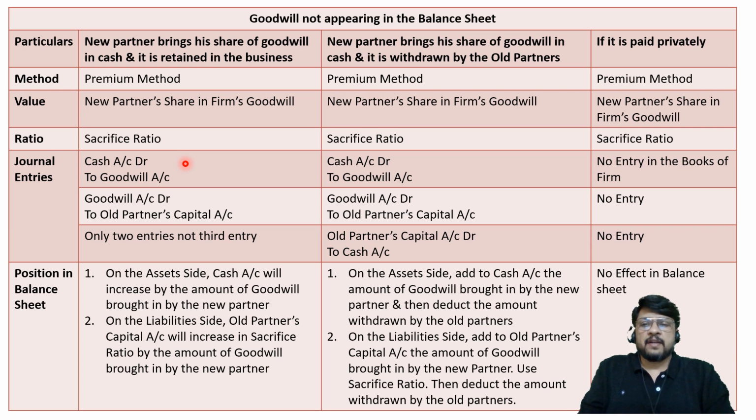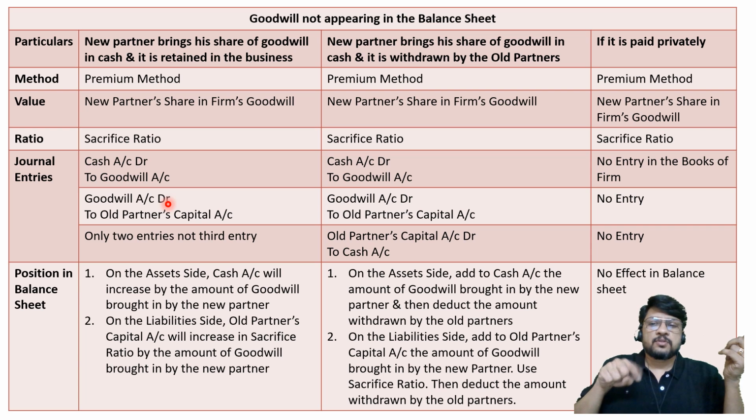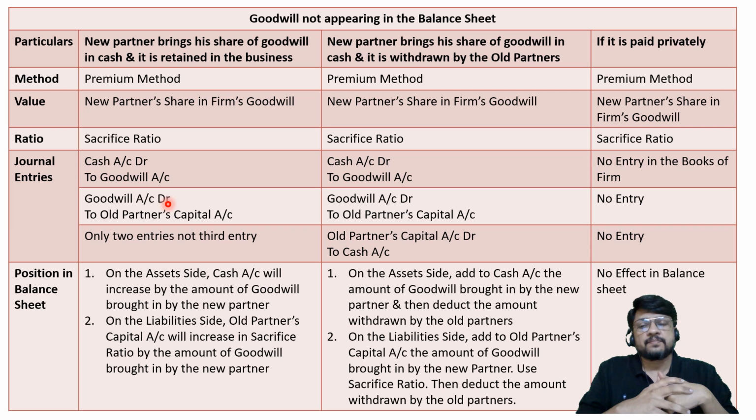So here you will find that in these two entries, goodwill account is first of all getting credited and then it is getting debited. Credit means going out and debit means coming in. So we are saying that it is going out, and then we are asking if it has gone out, that means it must have come in first. So where did it come in from? It came in from the old partners, because old partners worked for it.